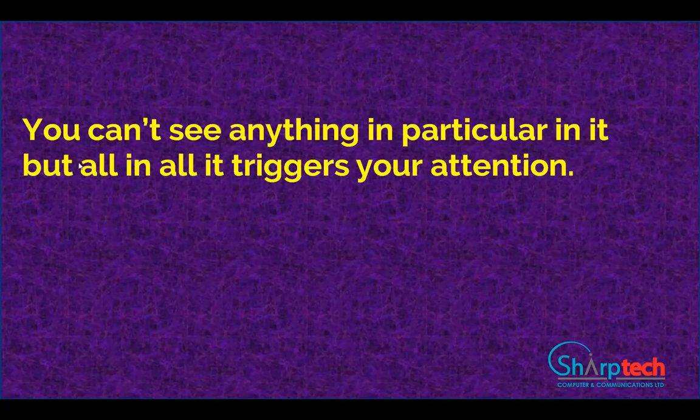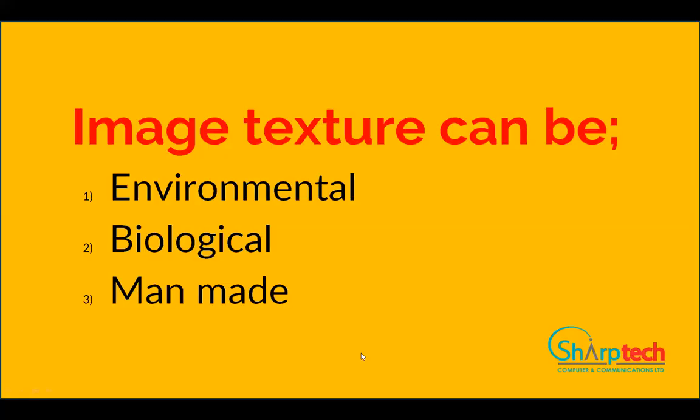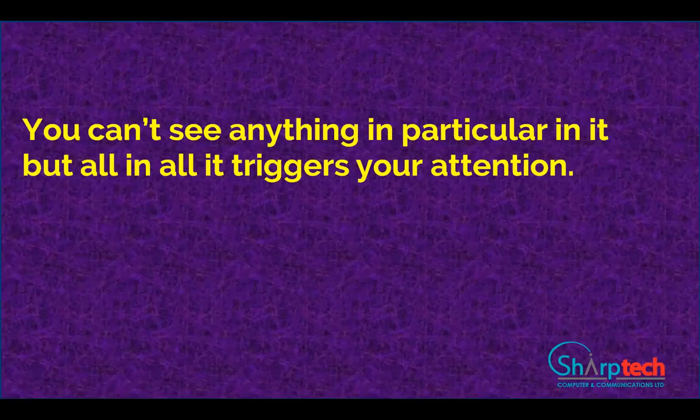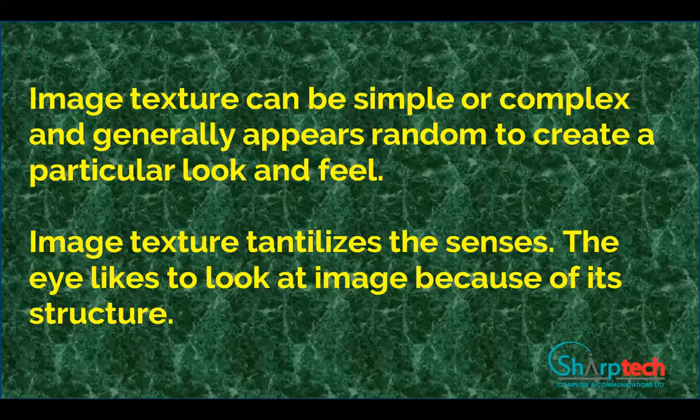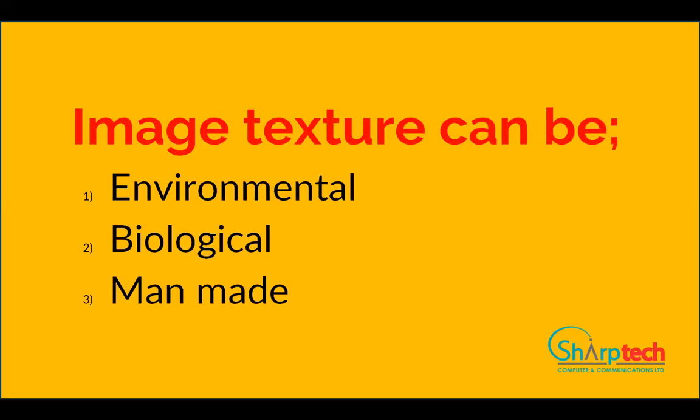So let's continue. We are saying the image texture is subdivided. Remember we said these are the types of textures: we have image textures and pattern textures. Those are types. But when we come to image texture itself, it can be environmental, biological, and man-made.